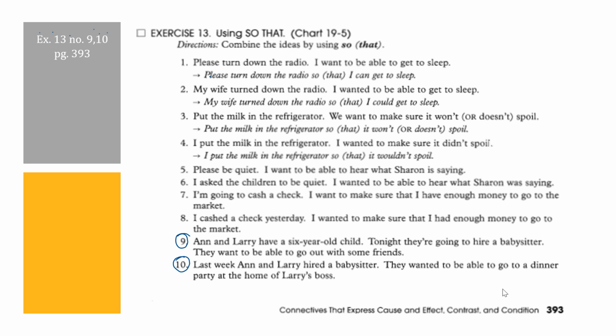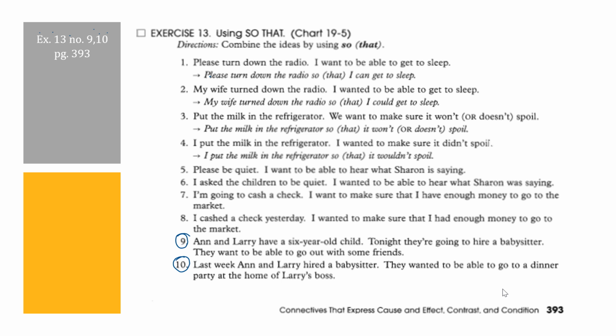Okay, the cause is tonight Anne and Larry are going to hire a babysitter for their 6-year-old child so that they can go out with some friends. For number 9, the tenses that are used are present tense. So the ability in the present time is shown by can.